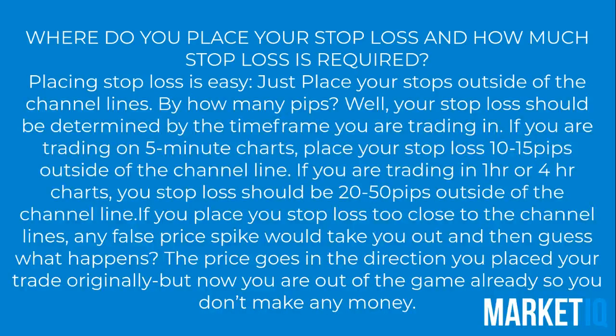So next, let's dive into where to place a stop loss and how much of a stop loss is required when trading channels. Going into it, placing a stop loss is very easy. Just place your stop losses outside of the channel lines. Now you might ask, how many pips? Well, your stop loss should be determined by the time frame you're trading on. If you're trading on the 5-minute charts, place your stop loss 10 to 15 pips outside of the channel line. If you're trading on the 1 hour or 4 hours, you should be looking at 20 to 50 pips outside the channel line. Now, it goes back to all your risk to reward ratios when trading channels.